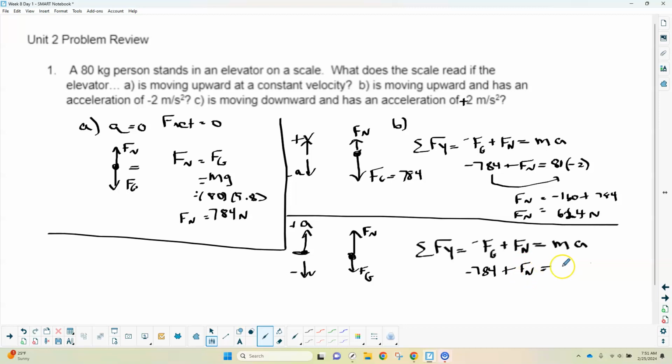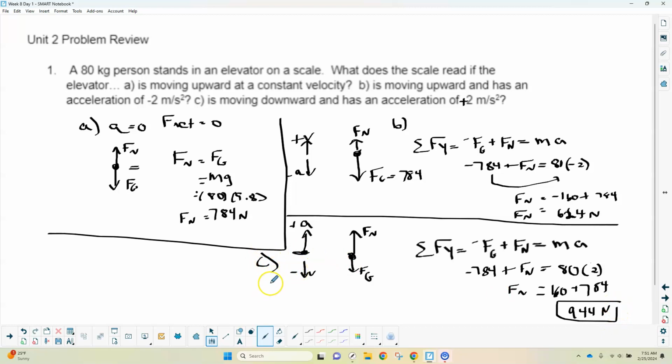80 is the mass, and this time it's a positive 2. So instead of having a negative 160, we'll have a positive 160 plus the 784 is equal to the normal force. If you do that, you get 944 for that answer. So 944 newtons is the normal force reading in part C, which is the last part here.